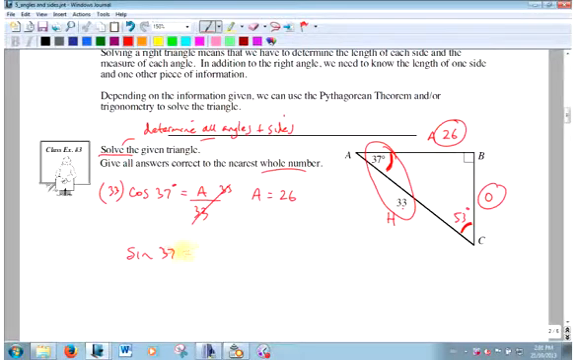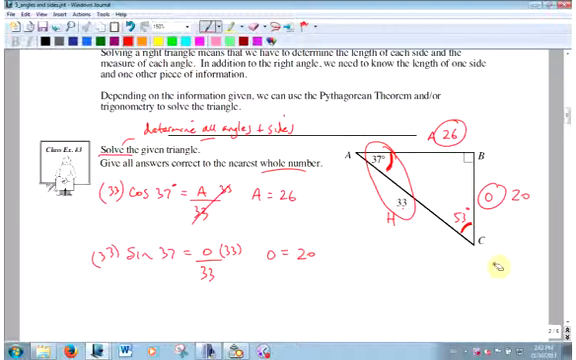The sine of 37 is O over H. Multiply both sides by 33. Okay, and what is 33 times sine 37? 20.